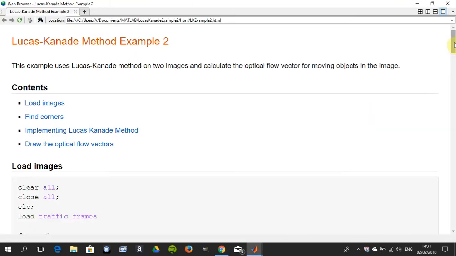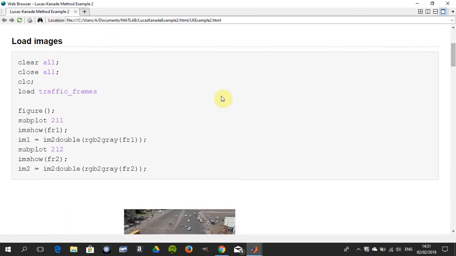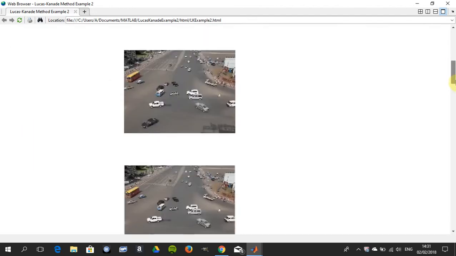So there's our web browser. I won't go through it line by line. We tidy up, we load in frame 1 there, and we load in frame 2. We convert them to doubles, because remember when you read in an image it's uint8, and because we're doing optical flow, we're going to end up with 1.6, 1.7, whatever it is, so we need to convert them to doubles. There's the image, there's the two images.